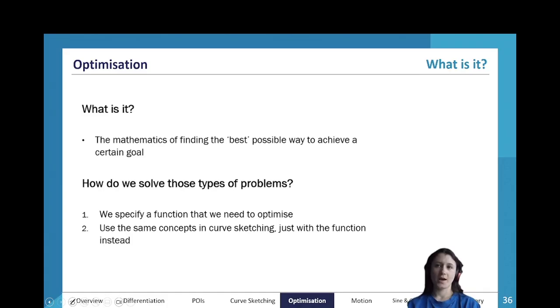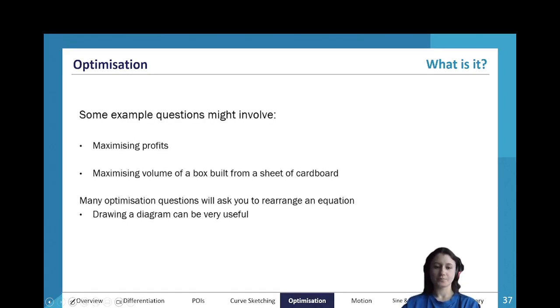So, how do we solve these types of problems? We specify a function that we need to optimize, then use the same concepts in curve sketching, just with the function instead. So, a few examples of what you might see are written here. Maximizing profit, maximizing volume, and then a pretty common example is maximizing volume of a box built from a sheet of cardboard. That's a very common one.